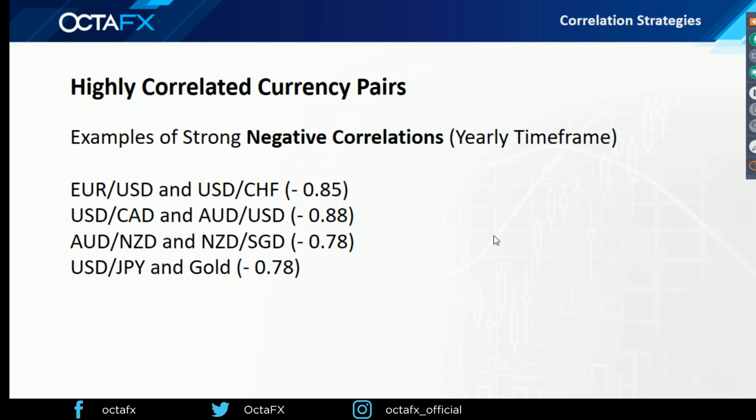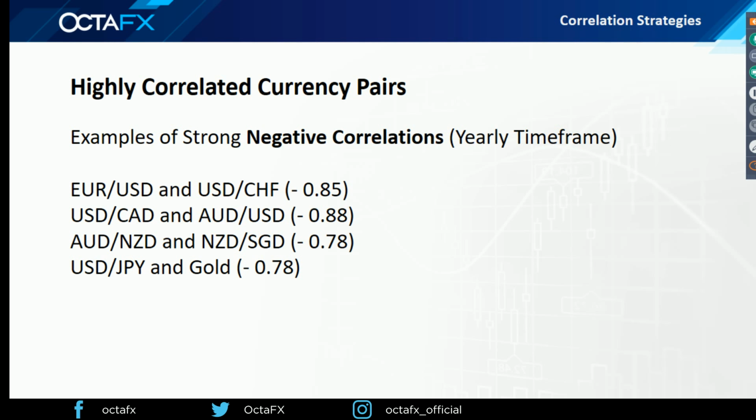Let's take a look at some negatively correlated pairs over the yearly time frame. This one is a classic, the euro versus the euro. This has a very strong negative correlation. And when we pull up the charts in a minute, this will be clearly illustrated that they're basically doing the mirror of what the other is doing. Dollar CAD and Australian dollar against the USD has a negative 0.88 correlation coefficient.